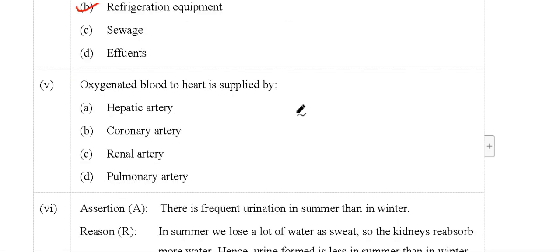Oxygenated blood to the heart is supplied by which blood vessel? Hepatic artery, coronary artery, renal artery, pulmonary artery. Here, oxygenated blood is mainly supplied to the heart muscle through the coronary artery.